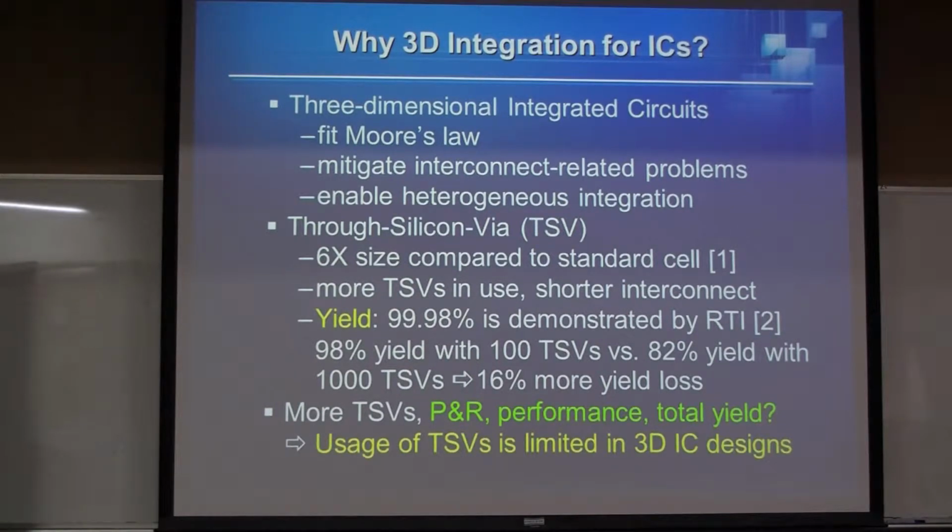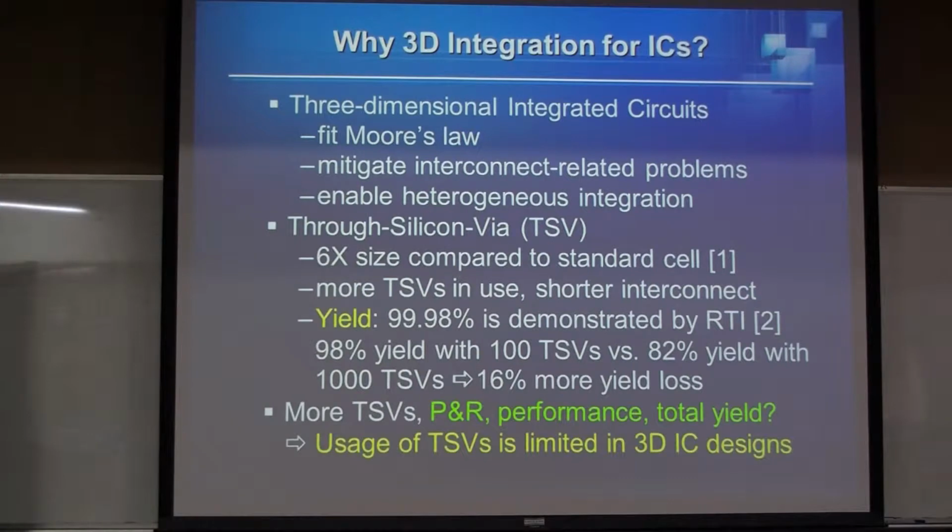The TSV-based 3D ICs is a possible method to implement 3D integration. TSVs provide the best performance of interconnect on timing and power among other vertical integration techniques. TSV is 6 times bigger than a standard cell. TSV influences the yield of a die greatly.